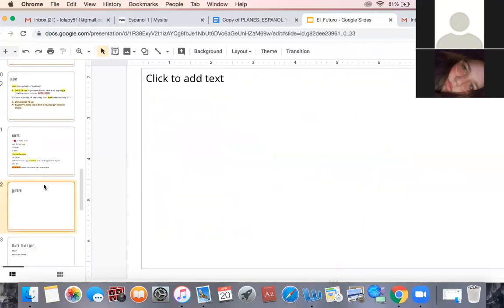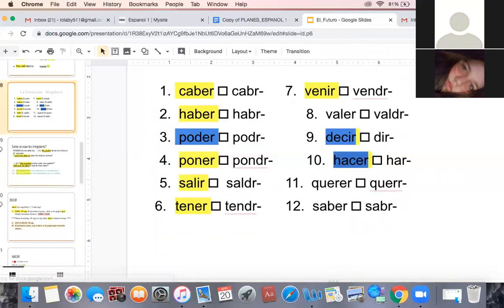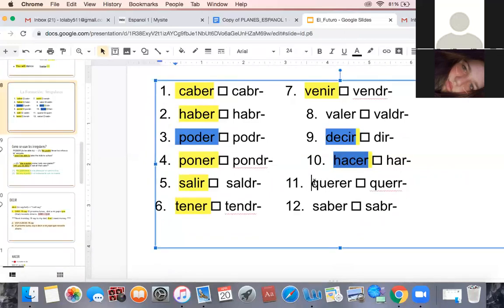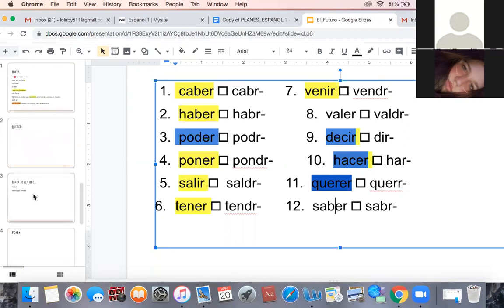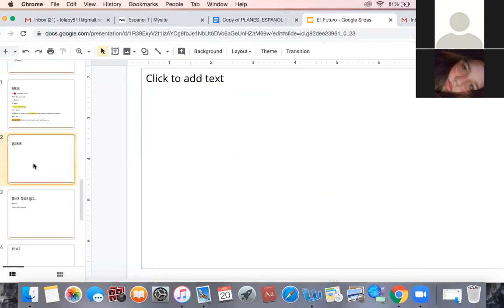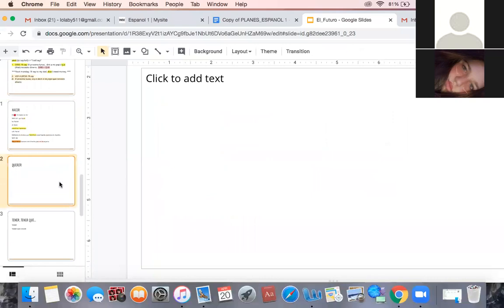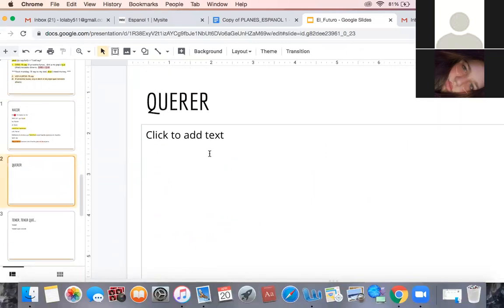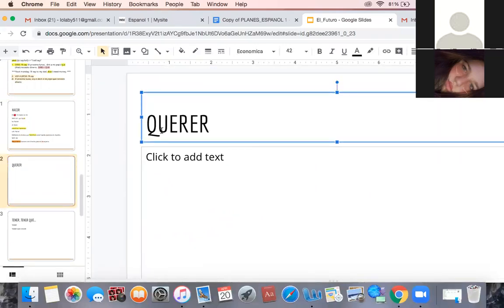And we're gonna go to the next one, which is querer. So querer is right here. Turn it blue because we are gonna finish it. There it is. So far, out of the 12, we have done, or we will have done, 2, 4. Vamos a hacer 4, okay? Then we said tener, poner, 5, 6. So out of the 12, I'm gonna go into detail for 6 of them, okay? So go ahead and be taking notes as I go. Okay, querer.